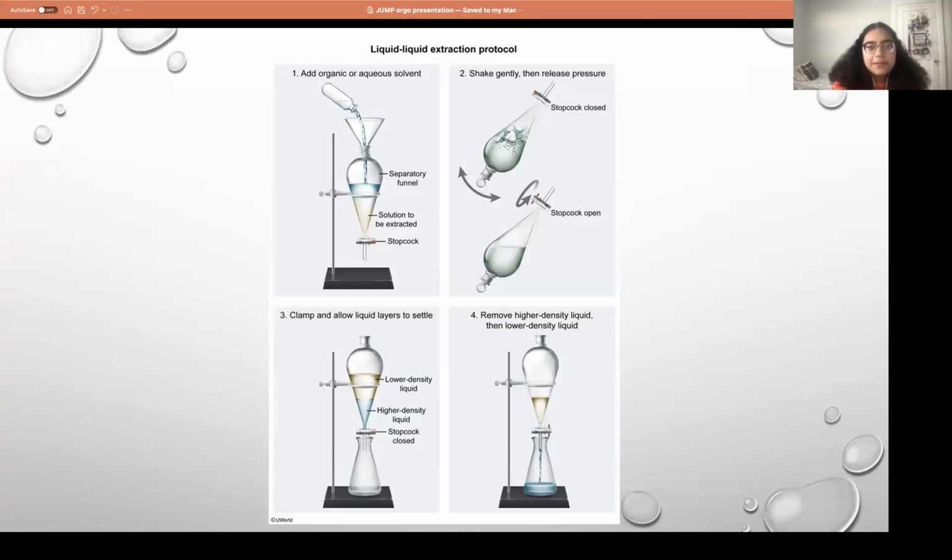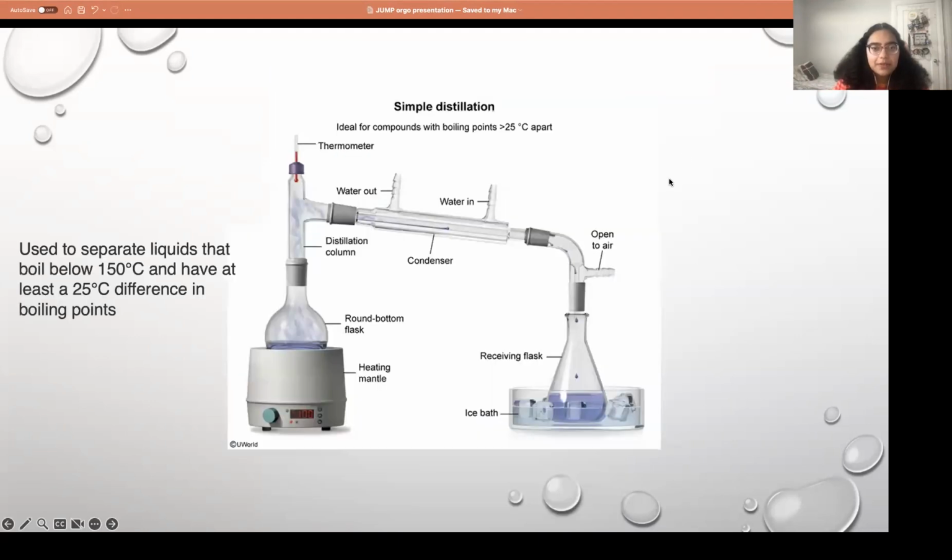So one example is liquid-liquid extraction. You've probably done this in Orgo lab, but you add the solvent and then close your stopcock, you shake, and then the layers will settle, and the lower density will be on top. So then you can open the stopcock, wait for the higher density layer to leave, and then close it. So that's one way of separating liquids from each other. And then we get into distillation.